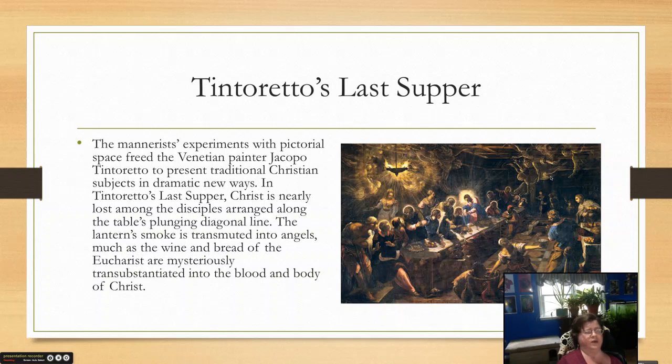Much as the wine and bread of the Eucharist are mysteriously transubstantiated into the blood and body of Christ. So we have this supernatural element here. And we can barely find Christ amongst all of these disciples and people. And then we have the supernatural angels up here on the top.